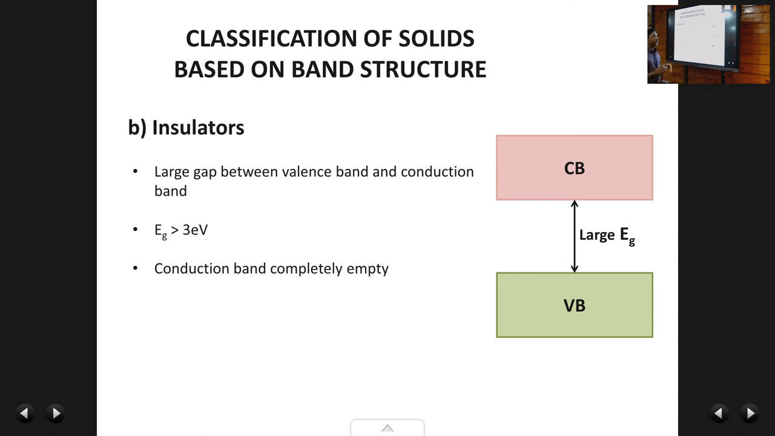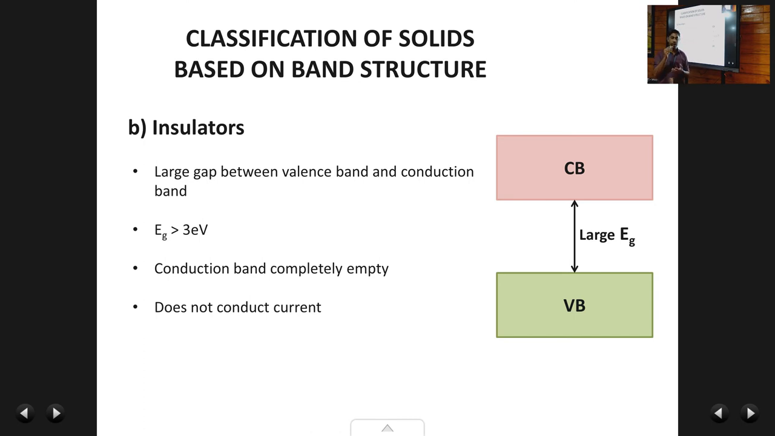The conduction band is completely empty because of the large energy gap. The valence band may be full, since there is a large gap between them, electrons from here cannot very easily jump into the conduction band and occupy the place over there. So under normal circumstances, in an insulator, the conduction band is completely empty. Therefore, if the conduction band is empty, the insulator does not conduct current.